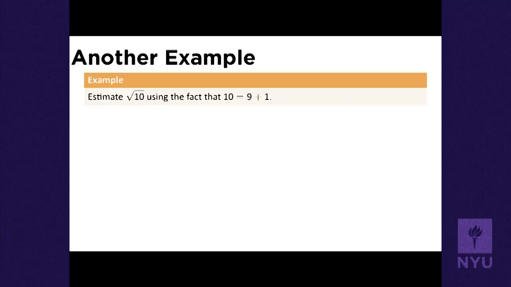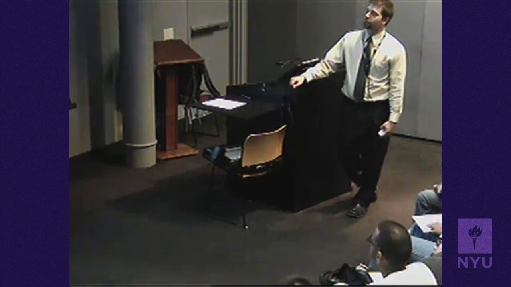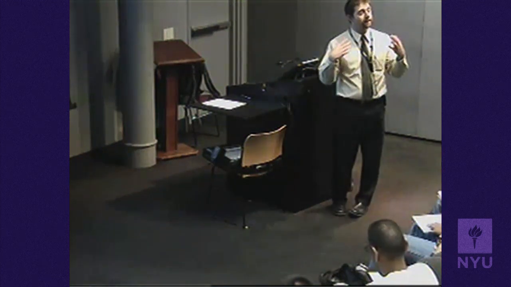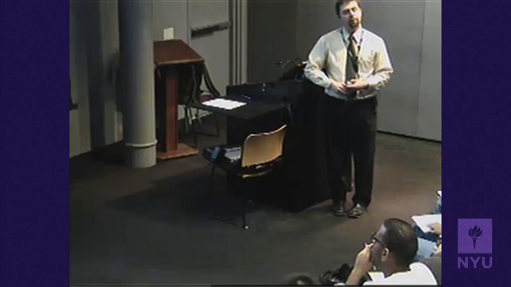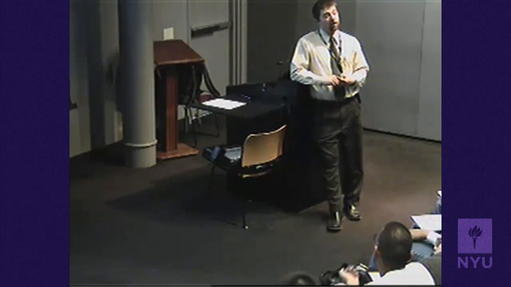So here's another example. Let's estimate the square root of 10. It says estimate the square root of 10 using the fact that 10 equals 9 plus 1. Now, what is this a clue for? Well, we're doing linear approximations, so definitely we're going to take some function and make a linear approximation to that function near some point. So what function are we going to approximate here? What's the name of the function that we will want to find an approximate value for?